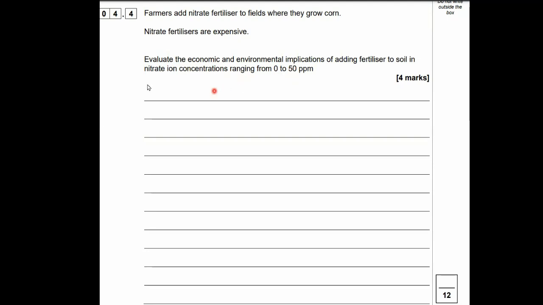So we really just need to evaluate what the farmer should use, why, thinking about the economics and the environmental implications. So what I would take into account is, when answering a question, it's good to circle keywords and key parts. So evaluate generally means consider all angles. Economic and environmental means in our answer for 4 marks, we're going to need to talk about both to get 4 marks. If we just consider the monetary side to using fertilizers, we won't get all the marks. So we need to talk about environmental implications as well to get all the marks.